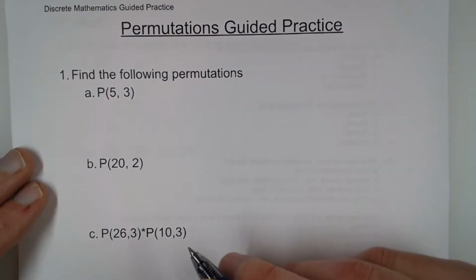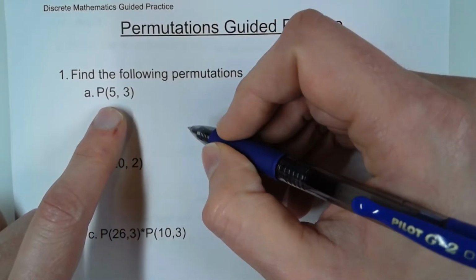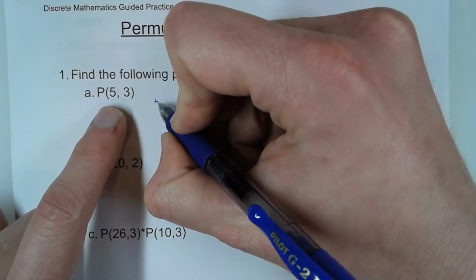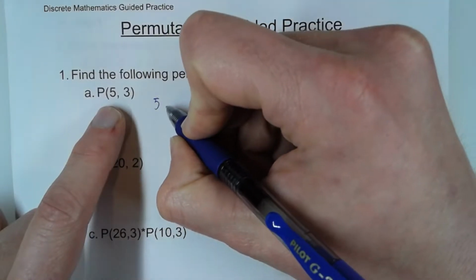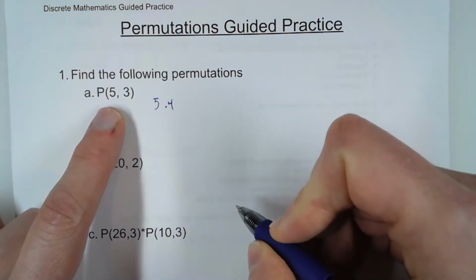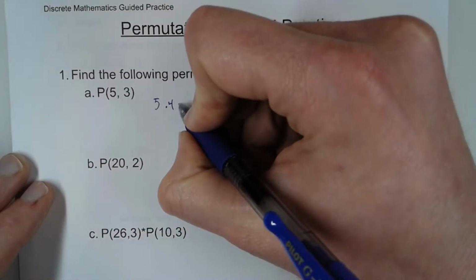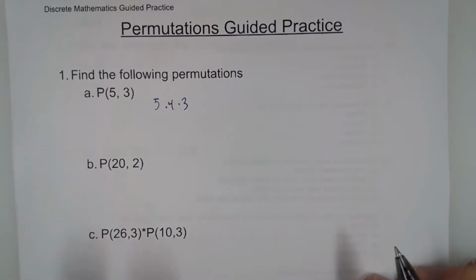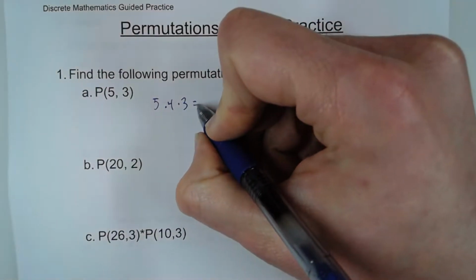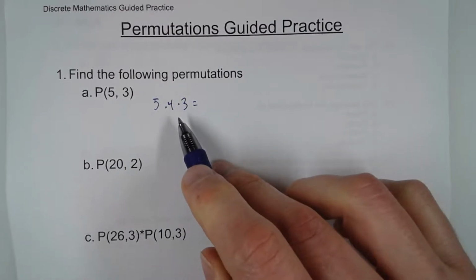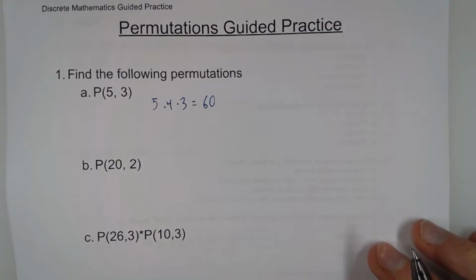In this first one, P(5,3), meaning out of 5 things, how many different ways can we pick 3 things and put them in order? And so the way we think about this is, how many different ways can we pick the first one? Well, that's 5 ways. Then how many ways can we pick the second one? That would be 4 ways. And then how many ways can we pick the third one? That's going to be 3. And then once we do that, we multiply them. 5 times 4 is 20, times 3 is 60.